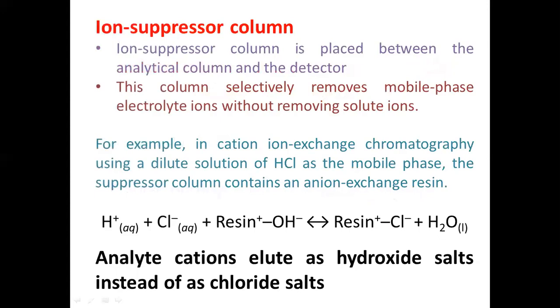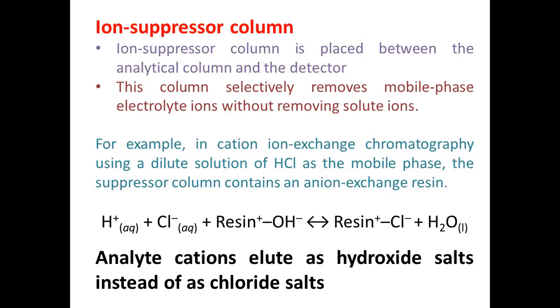So what is ion suppressor column? You can see here, what is ion suppressor column? So the ion suppressor column is a second column which will be used to suppress the property of the mobile phase. Because if the property of the mobile phase is not suppressed, that is going to be merged with the property of the solute molecule. One will not be in a position to distinguish which is the analyte peak and which is the mobile phase peak.